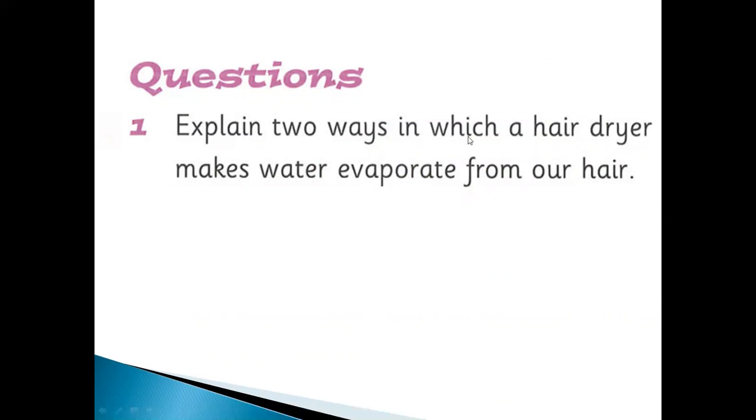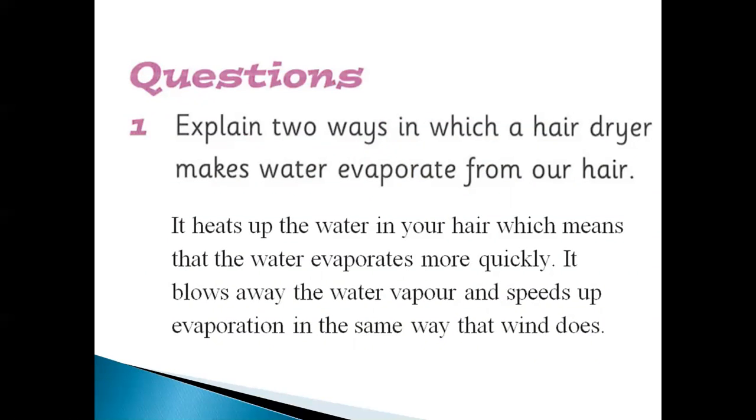Question number one: explain two ways in which a hair dryer makes water evaporate from our hair. Easy, I told you before. It gives warm air. It heats up the water in your hair, which means that the water evaporates more quickly, and also it blows away the water vapor and speeds up evaporation in the same way that wind does.